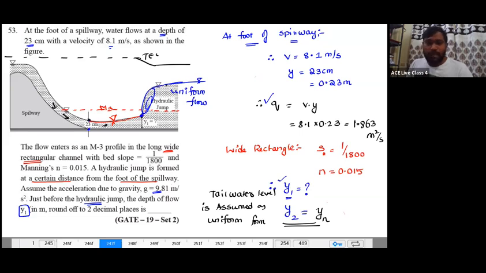What's the meaning of tailwater level? Tail means downstream. Do we have any relation between the specific energy at y1 and y equal to 23? Yes, you can, but you don't get the answer, because they're asking about the jump, right? And they did not mention to neglect the frictional losses anywhere in the question. So forget about that.